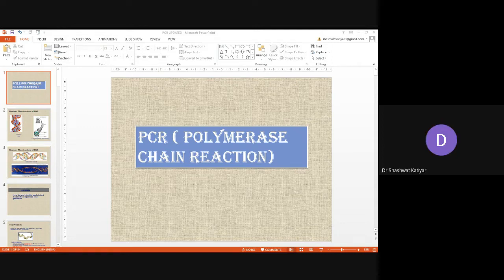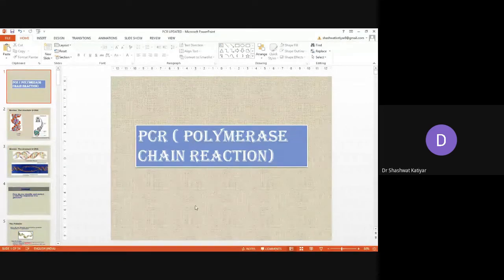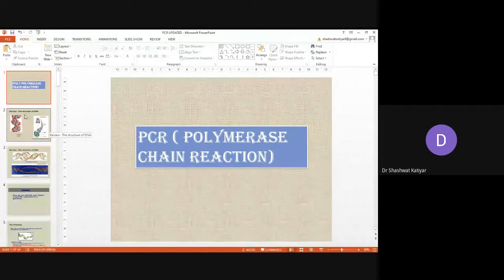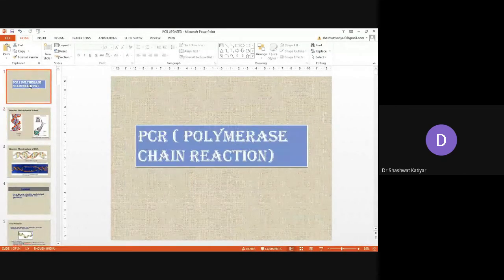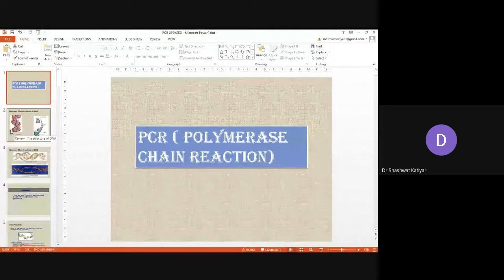Okay, let's just start with the polymerase chain reaction. So this one is the polymerase chain reaction. So why do we need the polymerase chain reaction? The first time this was discovered by Carey, and in polymerase chain reaction, the thing was to amplify a large quantity.